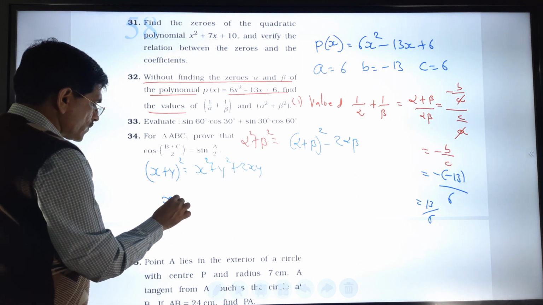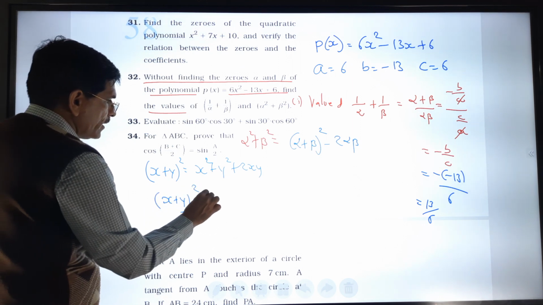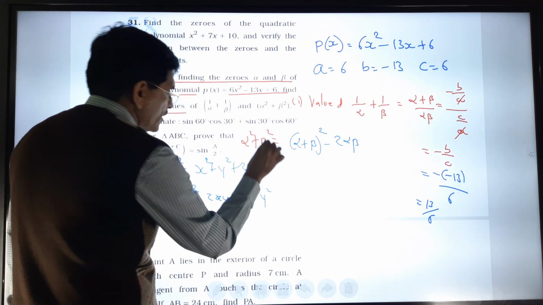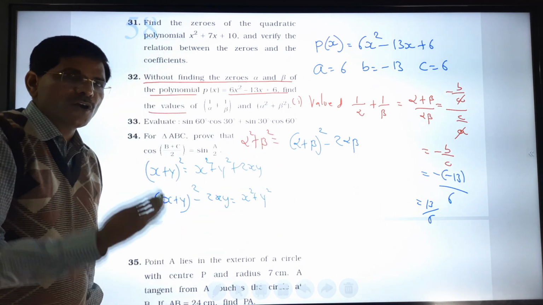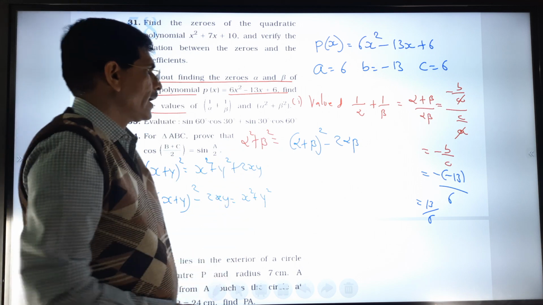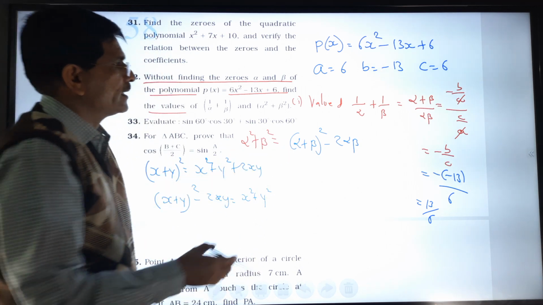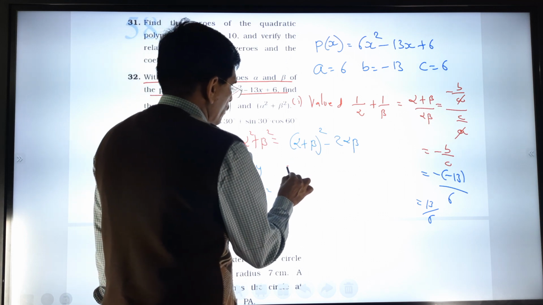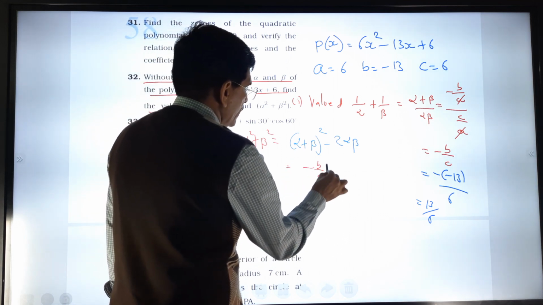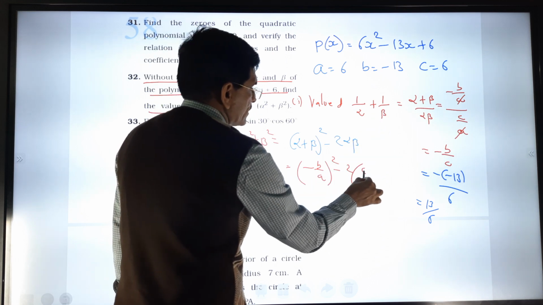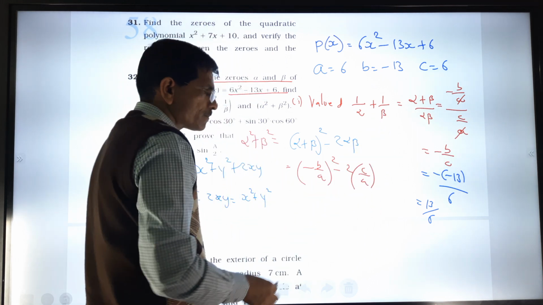Now x plus y whole square minus 2xy, we can get the value of x square plus y square. So instead of x and y, we are using alpha and beta. Now we know that alpha plus beta is minus b by a, so minus b by a whole square, minus 2 into alpha into beta, that is c by a.